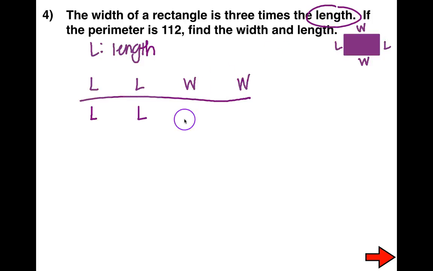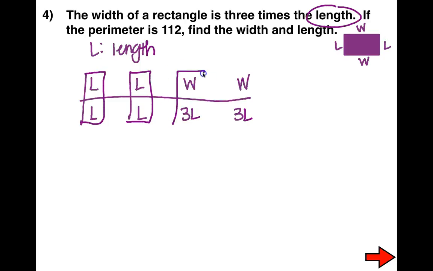So instead of just putting W here, I understand the width is 3 times the length, so I'm just going to write 3L for both. So here, the length is L, the length is L, the width is 3L, and again, the width is 3L. Now I do know that the perimeter is 112.